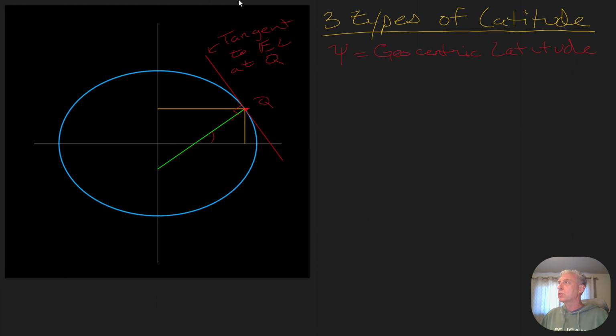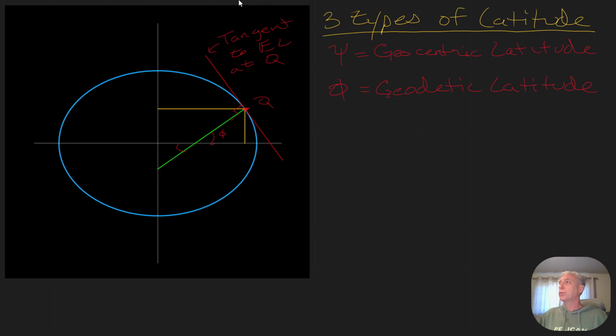In that case, we use a different symbol. We say phi. So that angle, which, by the way, is the same as this angle, there's all kinds of similar triangles here we're going to work with. So phi is geodetic latitude. And that's the one we're going to be most interested in here for a bit.